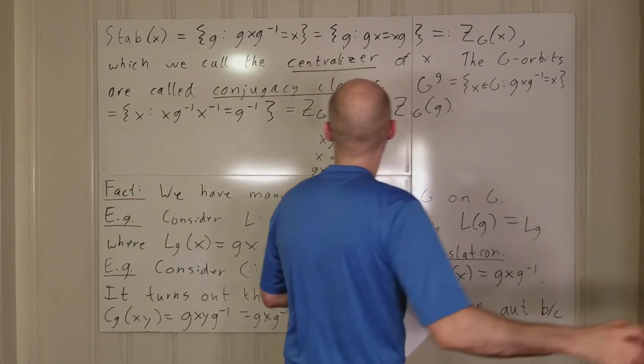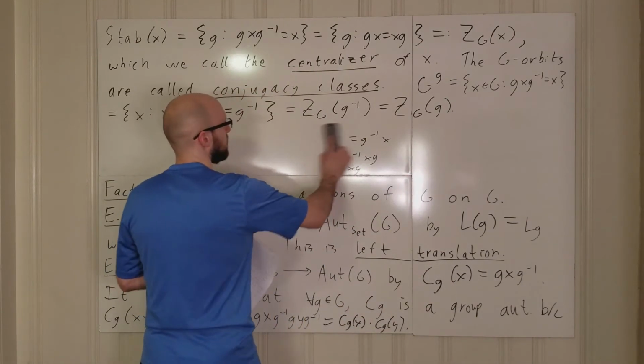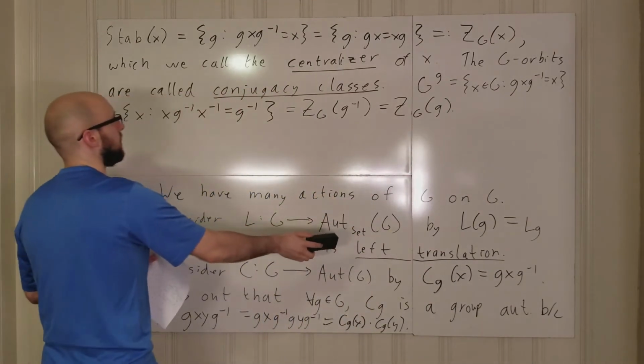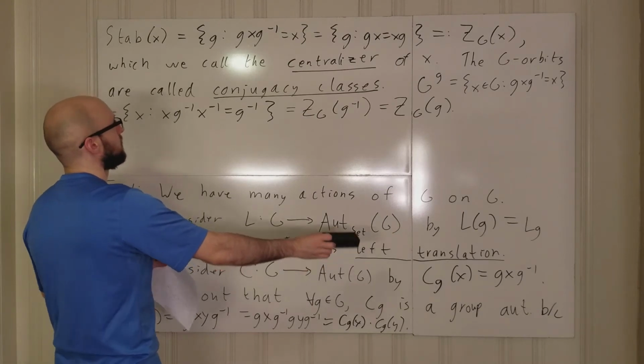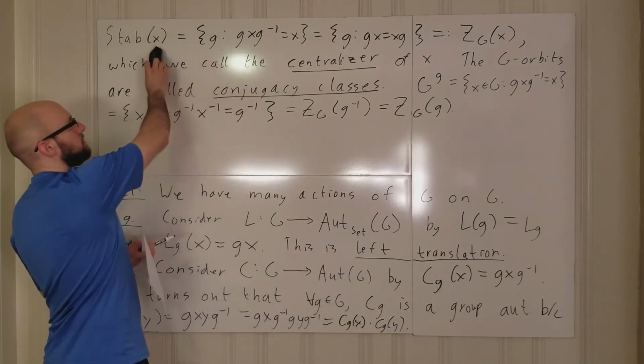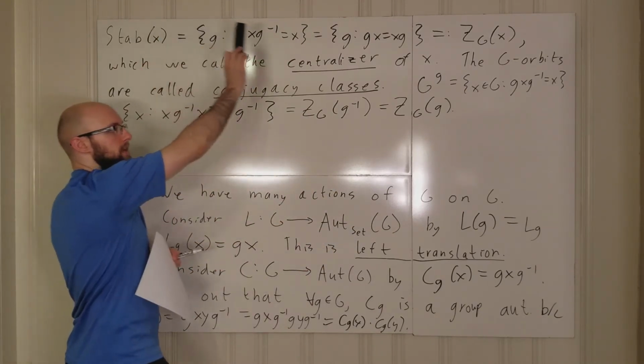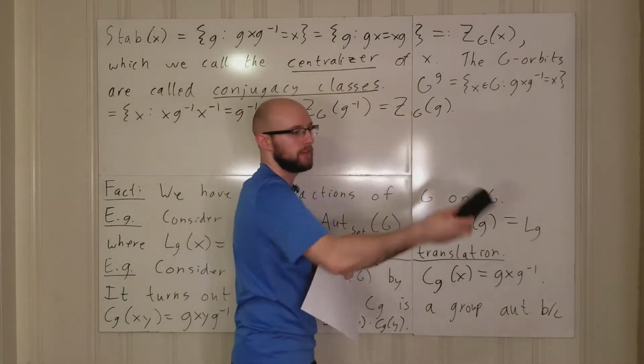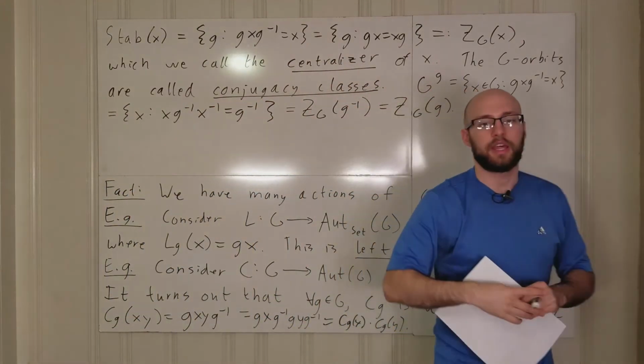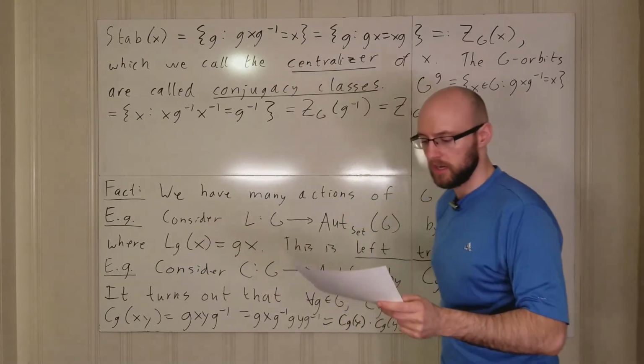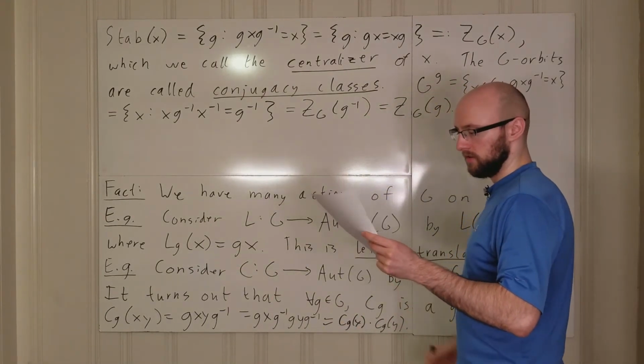And so in this case, the stabilizer of an element is the same thing as the collection of fixed points of an element. And that's just something that's special about conjugacy classes. Okay.